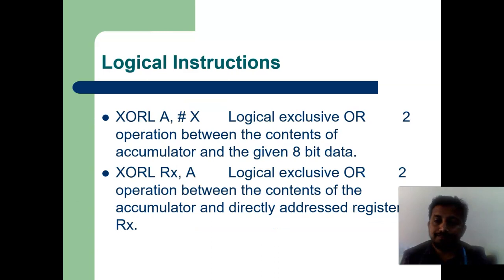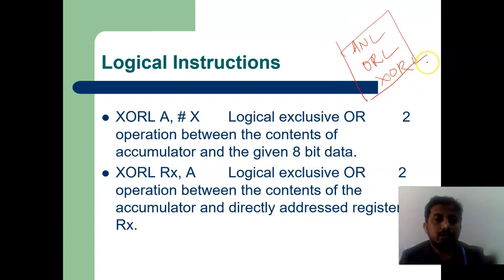XOR logical. These are the three things we have. The first one is AND logical, ANL. The next one is OR logical, and then XOR logical. You know the table of all these things, the three logic gates, whatever the operation. For AND, if both the inputs are one, the output is one; in all remaining cases it is zero.